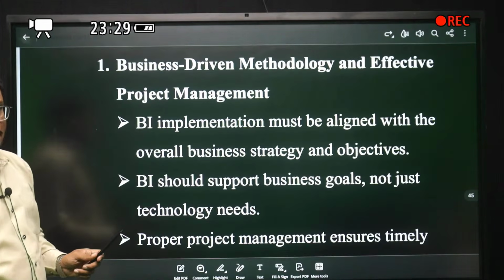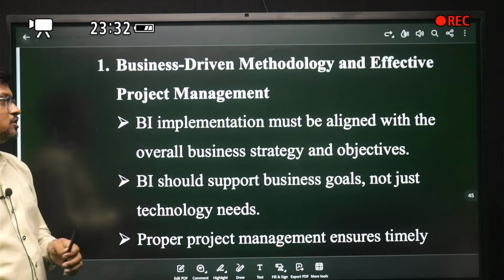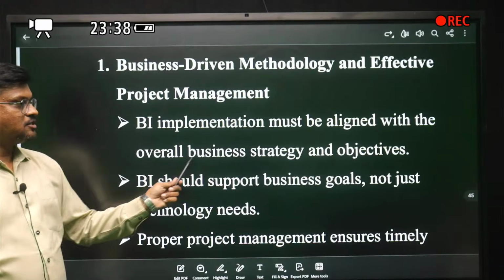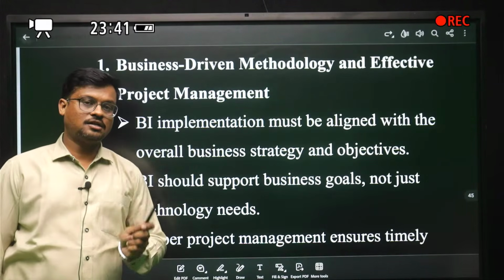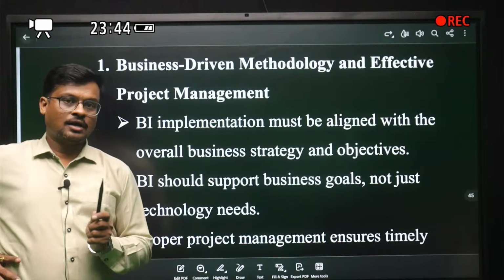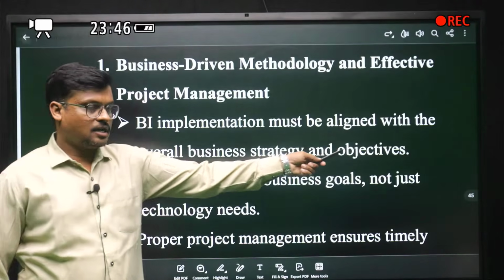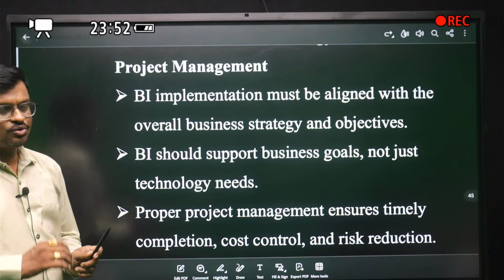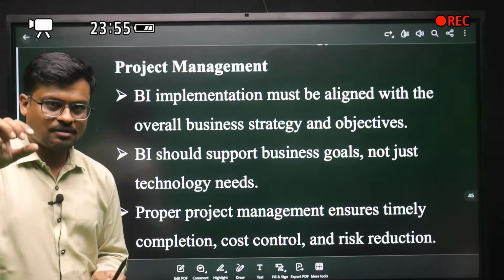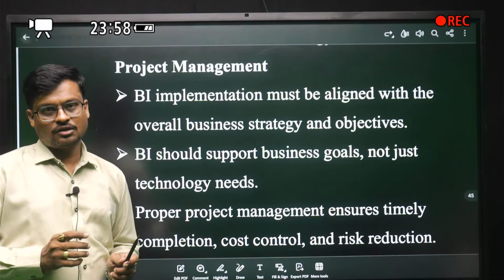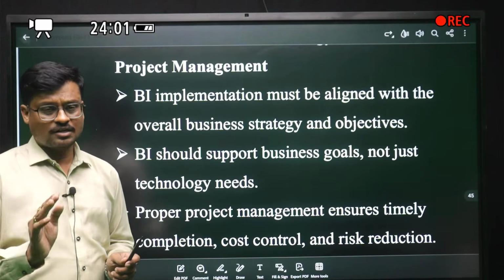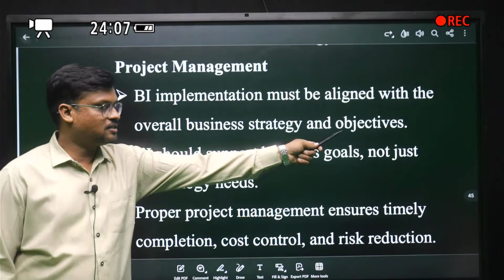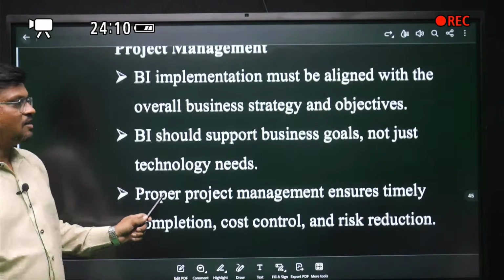Critical success factors of BI implementation focus on a business-driven methodology and effective project management. BI should be aligned with the overall business strategy and objectives. The entire business intelligence should run hand in hand with the overall business strategy as well as objectives. BI should support business goals, not just technology. Don't ever consider business analytics or business intelligence as a technological tool or technological assistant. No, never consider it like that. It should support the business goals. It will go line by line with the business strategies as well as the objectives. It is not just for a technology need.